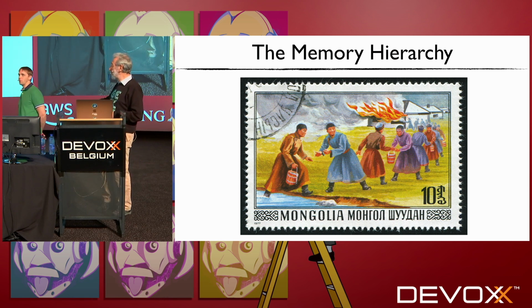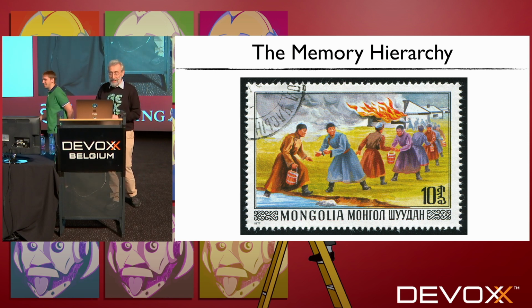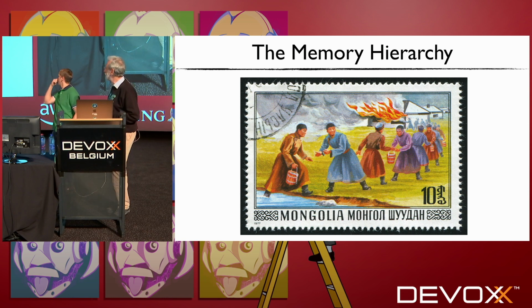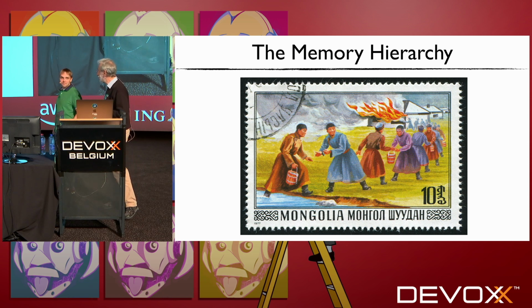Yeah, don't spoil my next slide. I like this slide a lot. This is a stamp from Mongolia in the 1980s. It shows how they put out fires. Though we're trying to do the opposite. We're trying to keep the cores hot.